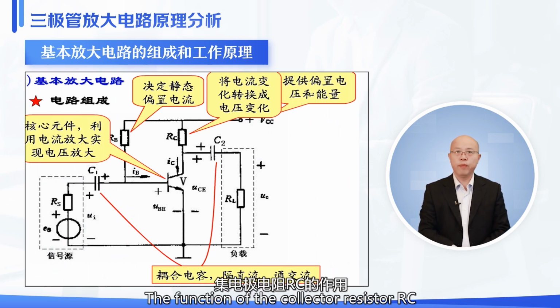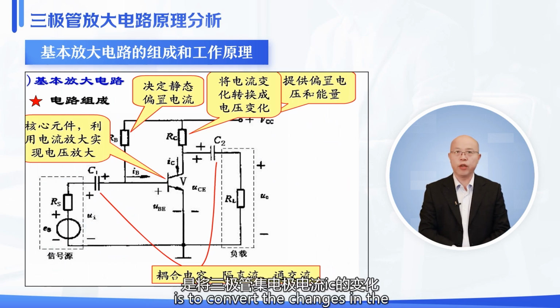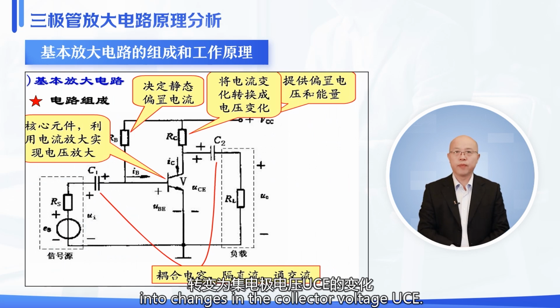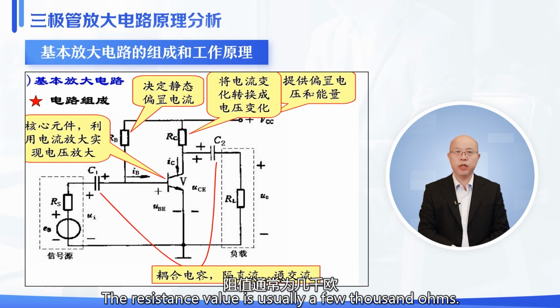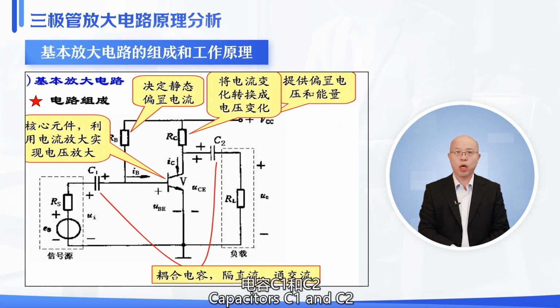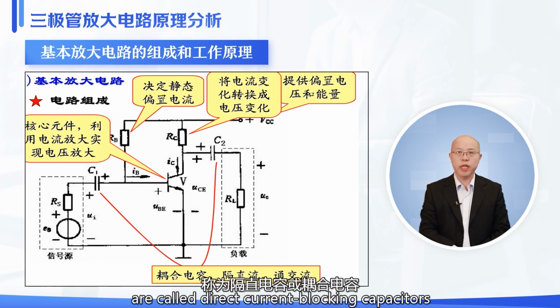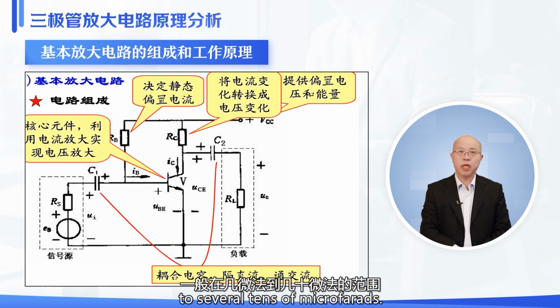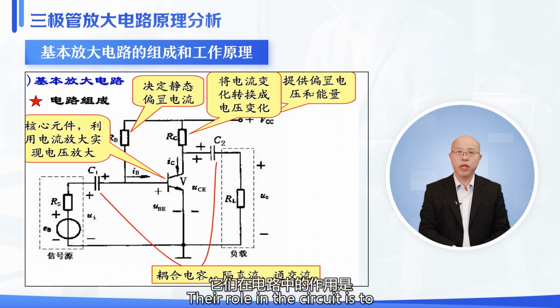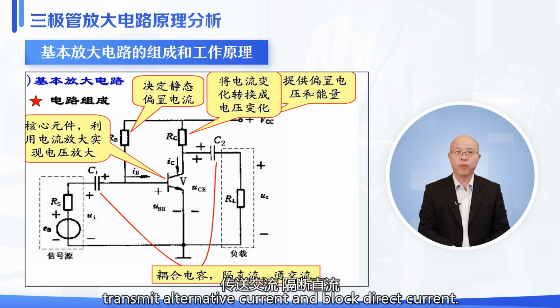The function of the collector resistor RC is to convert the changes in the transistor's collector current IC into changes in the collector voltage UCE. The resistance value is usually a few thousand ohms. Capacitors C1 and C2 are called direct current blocking capacitors or coupling capacitors. Typically, they range from a few microfarads to several tens of microfarads. Their role in the circuit is to transmit alternating current and block direct current.